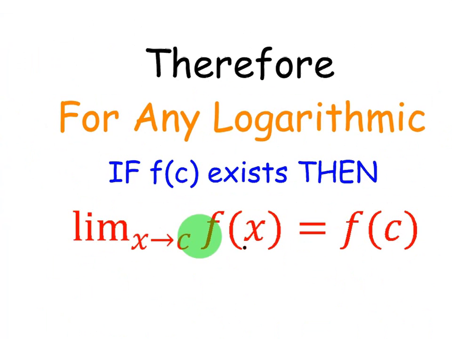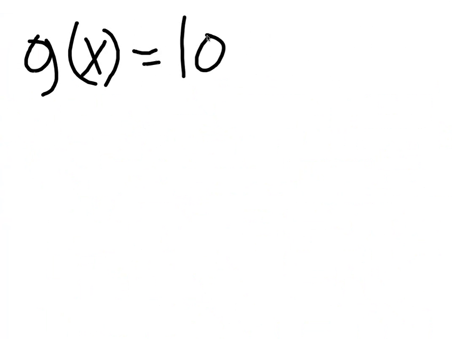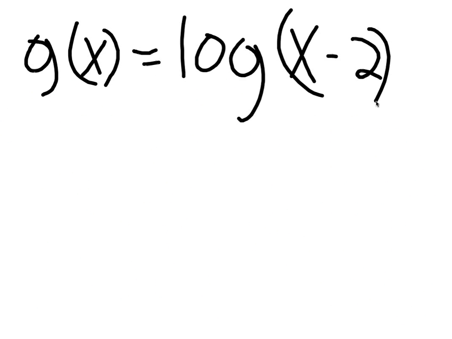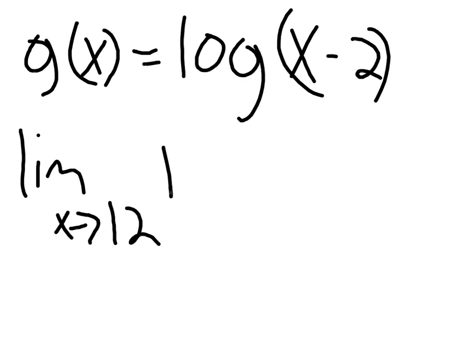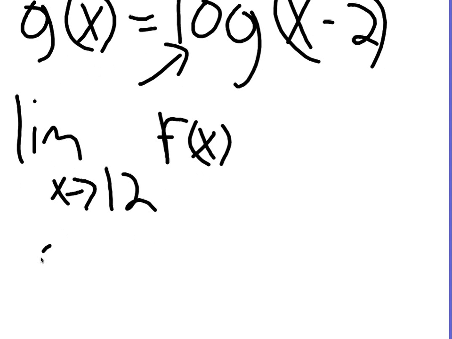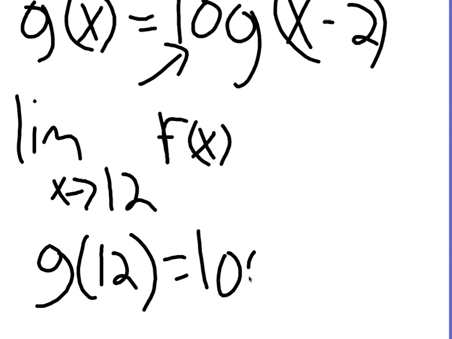Let's take a look at some examples of what this might look like. So let's say we have, let's do g of x this time. g of x equals log of x minus 2. A little bit of a transformation there. Let's say we want to figure out the limit as x approaches 12. Well, because it's a log function, and because it's continuous everywhere, as we saw in the graph, we can just plug in 12 for x and see what we get.